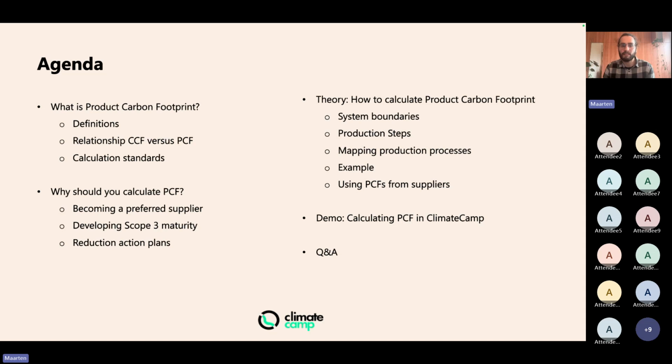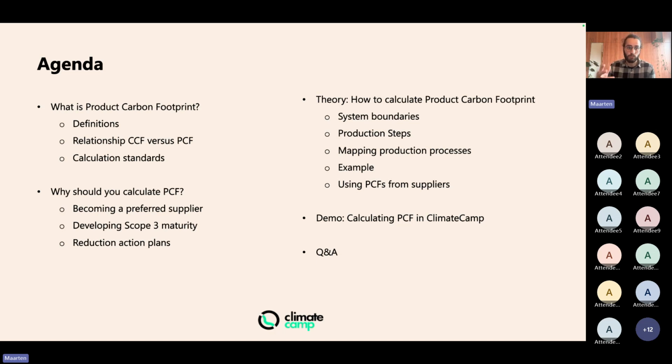First, I'm going to set the scene with some general information on product carbon footprints, some definitions, the relationship between corporate and product carbon footprint, calculation standards, and more. Then we'll talk about why you should bother with this type of calculation, and then dive into the theory of how to do it. Then the different steps outlined in the theory, I will also show in Climate Camp how we handle this for our customers. Then at the end, we will also do a short Q&A section.